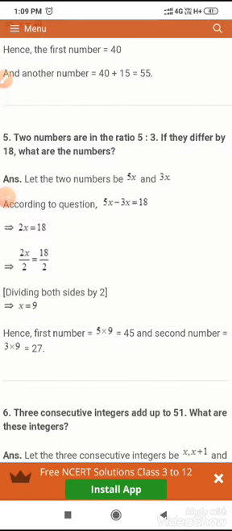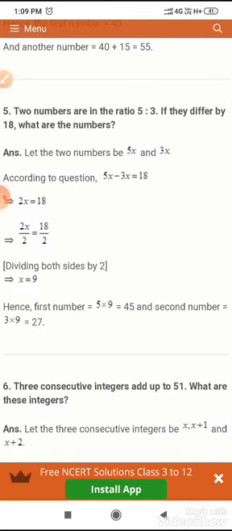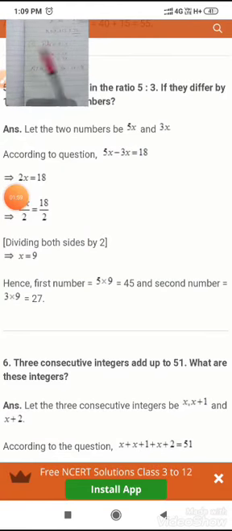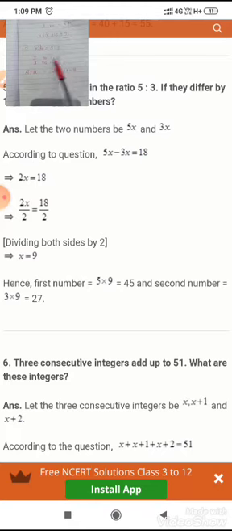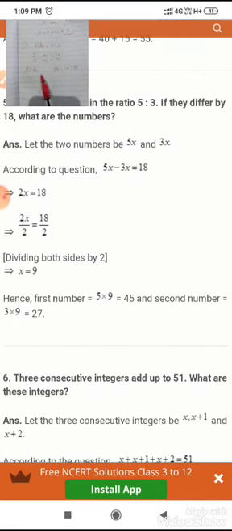Now move to our fifth question. Two numbers are in the ratio 5:3. If they differ by 18, what are the numbers? In this question, it is given that the ratio of the two numbers is 5:3. So we assume our numbers according to the ratio. We assume that our first number is 5x and our second number is 3x. Then it is given that their difference is 18. So 5x minus 3x is equal to 18.